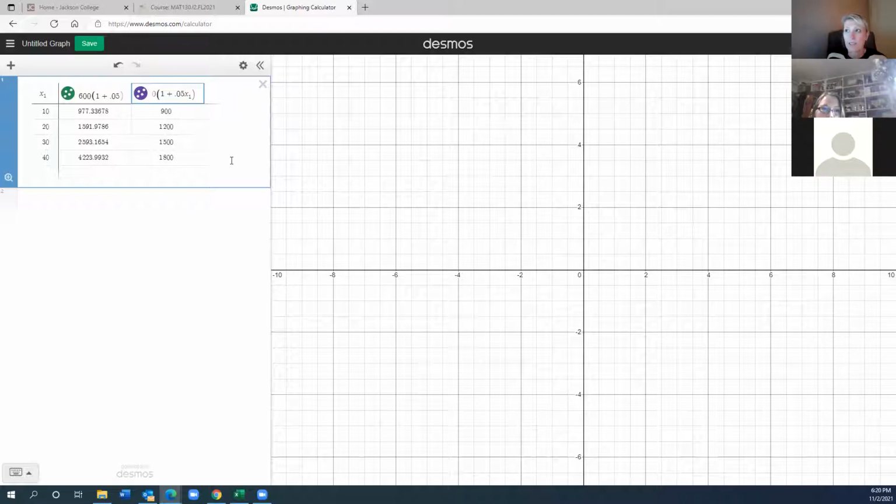And that purple column is the simple interest. So we definitely make more. After 10 years, it's only $77, but after 20 years, it's almost 400. And then after 40 years, it's about 2.5 times.